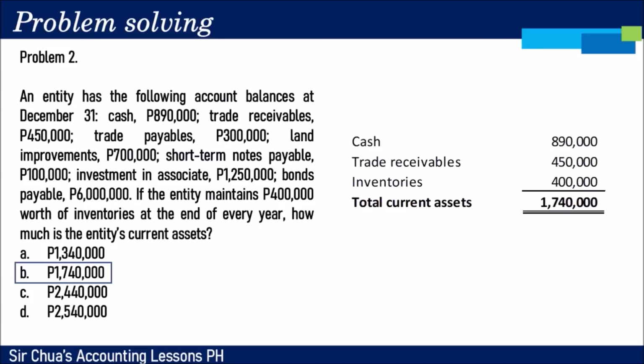Okay, so isa-isahin natin yung iba. Trade payable, yan po ay current liability. Land improvements, yan po ay non-current asset. Short-term notes payable, yan po ay current liability. Investment in associate, yan po ay non-current asset. Bonds payable po ay non-current liability. So, yan lang po talaga yung current assets natin.